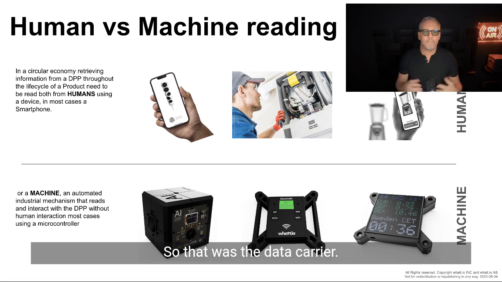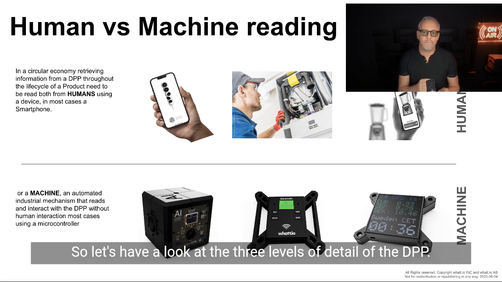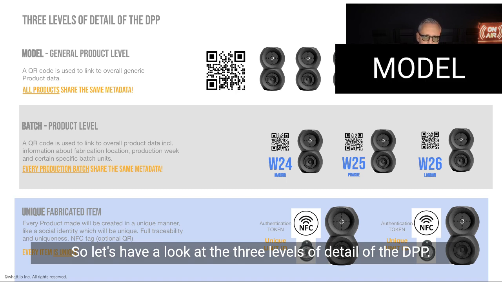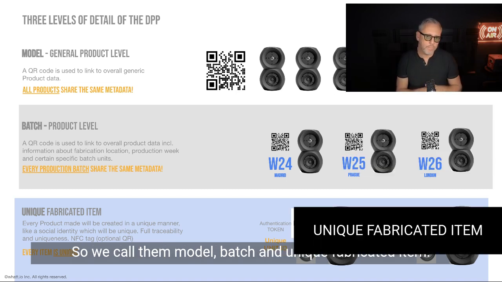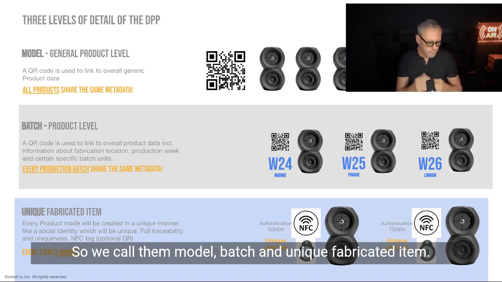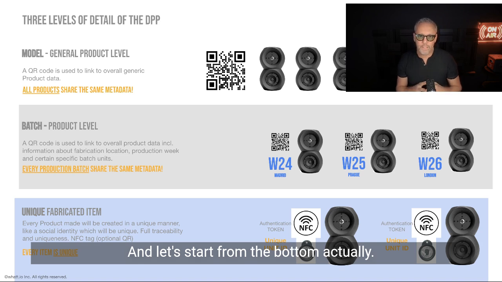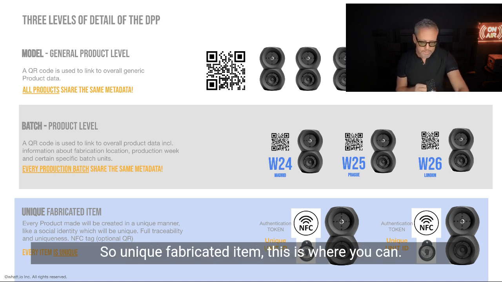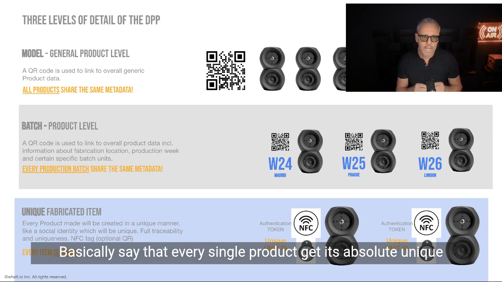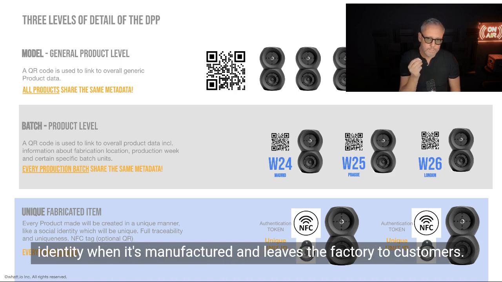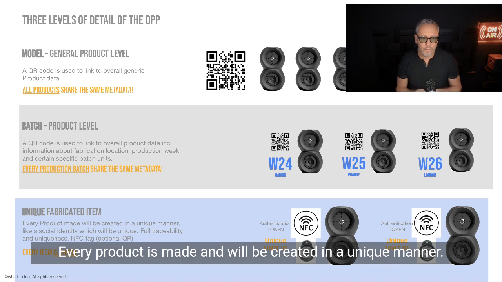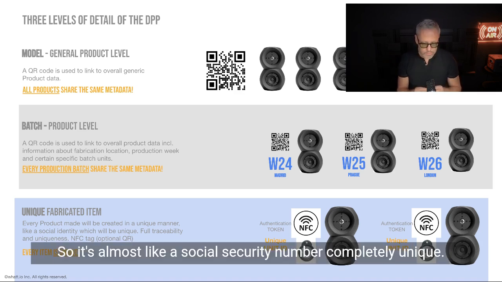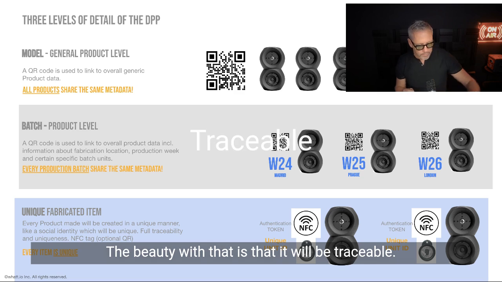So let's have a look at the three levels of detail of the DPP. So we call them model, batch, and unique fabricated item. And let's start from the bottom, actually. So unique fabricated item, this is where you can basically say that every single product gets its absolute unique identity when it's manufactured and leaves the factory to customers. Every product is made and will be created in a unique manner. So it's almost like a social security number, completely unique. The beauty with that is that it will be traceable.